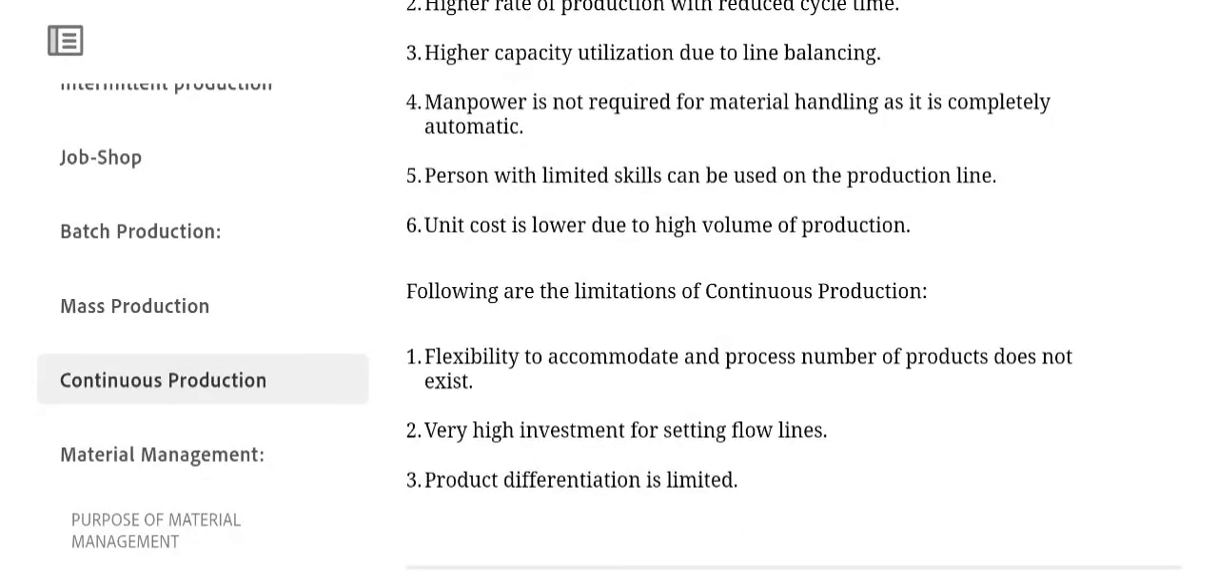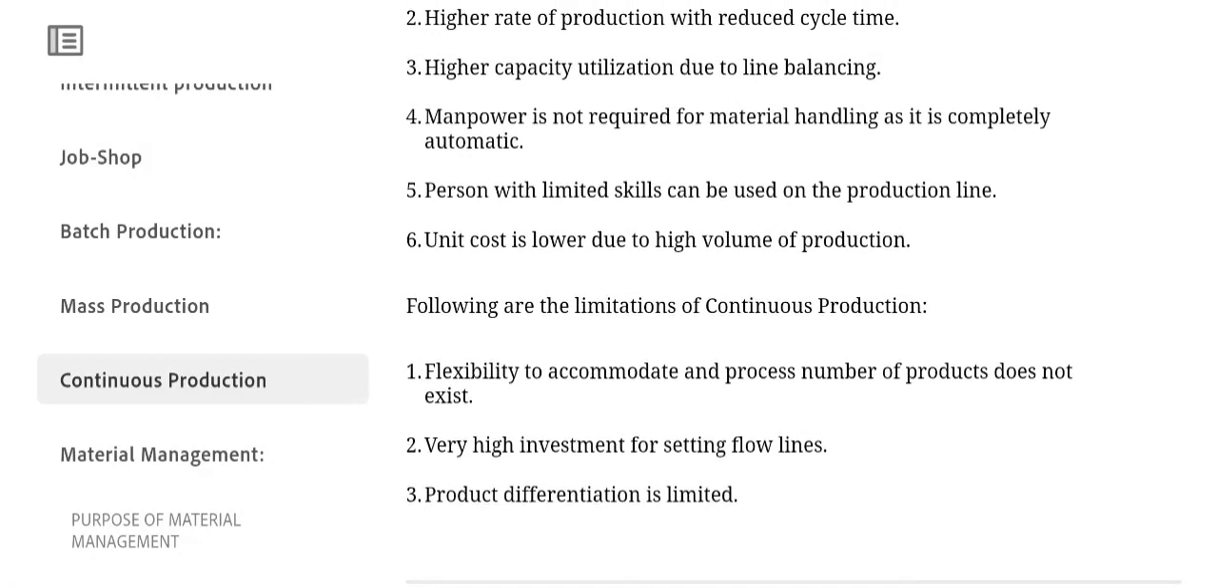After that, let's see the limitations of the continuous production system. First one is what? Flexibility to accommodate a number of products does not exist. Similar to mass production, if you need to make some changes in the machines, you need to change all the setups, or you need to change the program of all machines that you have. After that, very high investment for setting up flow lines. Similar, all things are automated, and automation also requires a huge amount of cost.